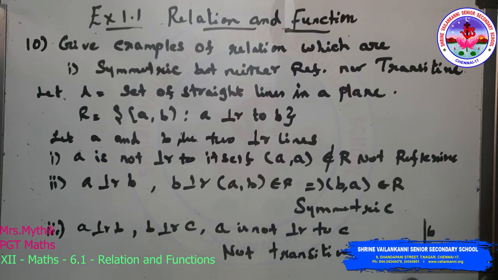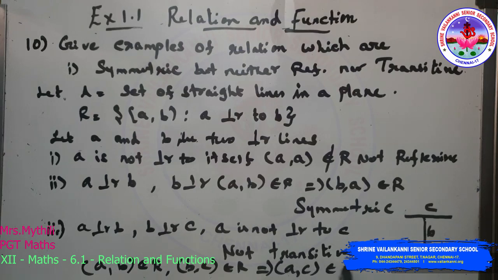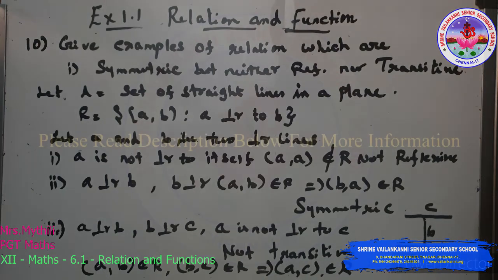The third one is transitive. If a is perpendicular to b and b is perpendicular to some c, then we can see that a is not perpendicular to c. That is, (a, b) belongs to R, (b, c) belongs to R, which should imply (a, c) belongs to R. If it satisfies this, then we can say that it is transitive. Here a is perpendicular to b, b is perpendicular to c, and a is not perpendicular to c. Then we say that it is not transitive.